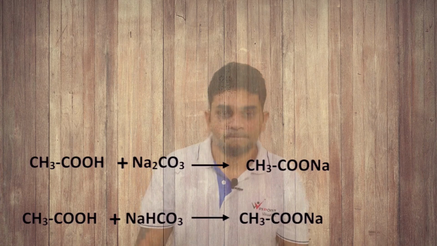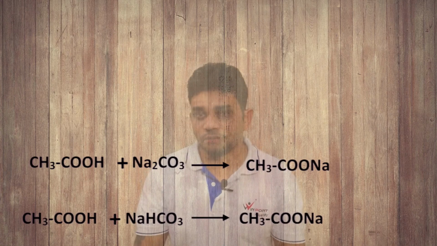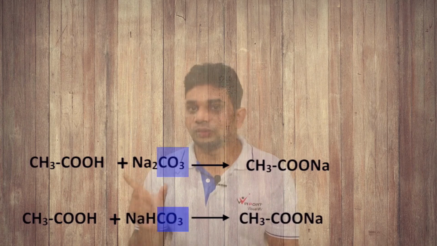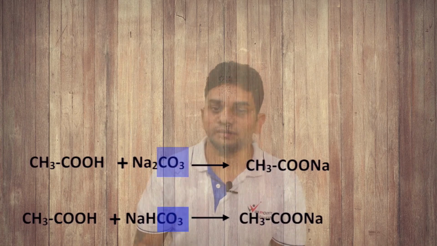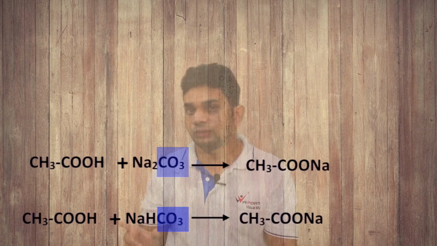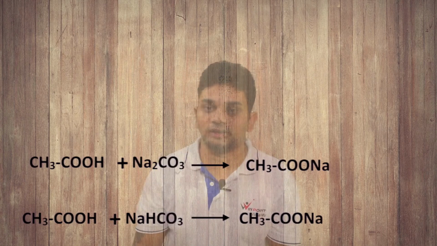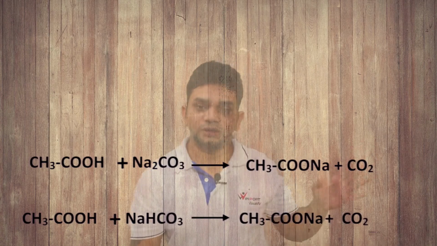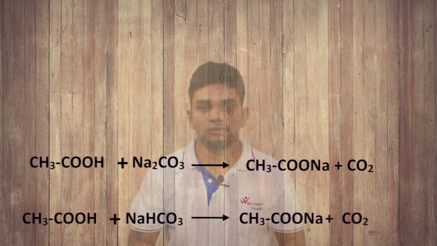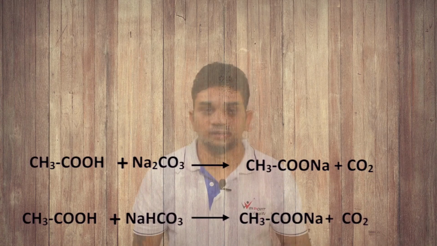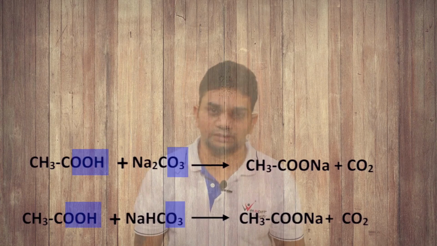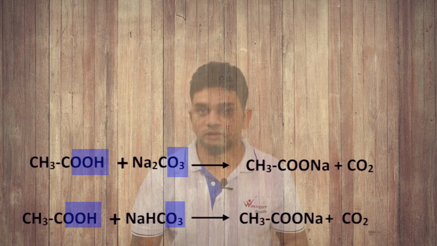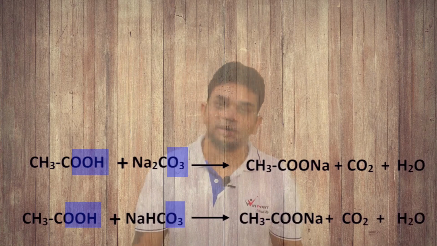Now, other products. You need to predict other products here. Na2CO3, so there will be carbon dioxide. Here also NaHCO3, carbon dioxide. So we can write CO2 in both. Now, other product. There is a lot of hydrogen and a lot of oxygen, so H2O must be there. So the last product is H2O in both.